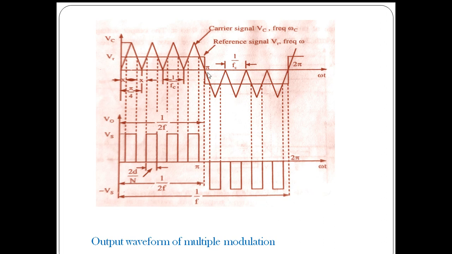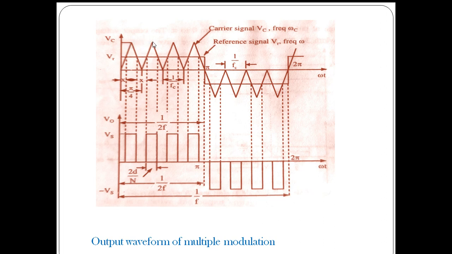During this portion, this triangular wave will be compared with the reference square wave, and during the intersection points of this triangular wave and the reference square wave, we are having the trigger pulses. So depending on the operating frequency of this carrier wave and the reference signal, we are having the trigger pulses. Accordingly, we are getting the output voltage.